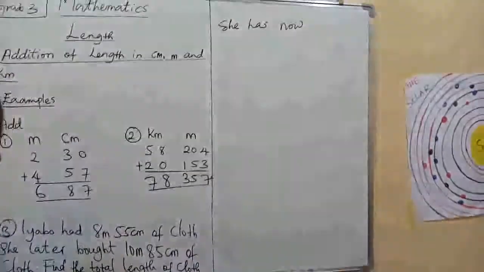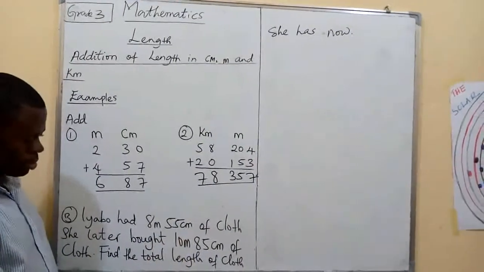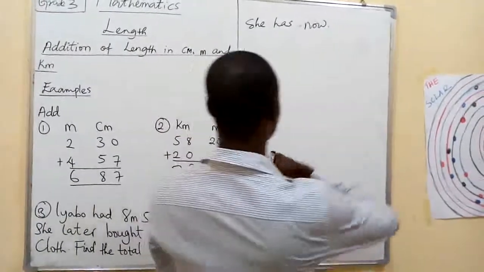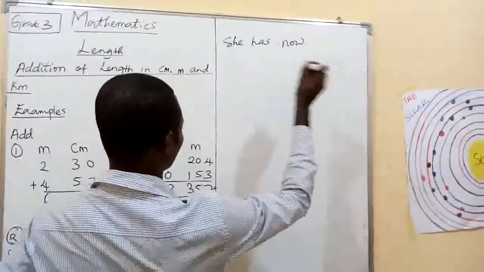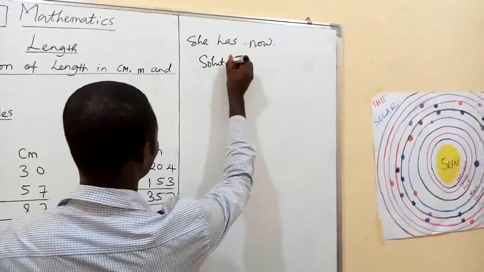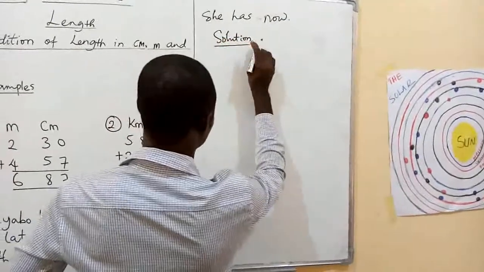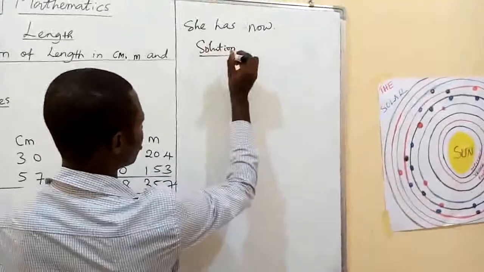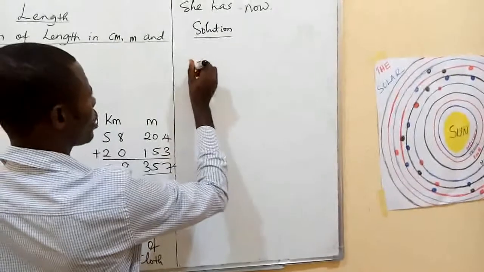Alright, the cloth she had earlier was 8 meters, 55 centimeters. She later bought 10 meters, 85 centimeters. So when you add them together, you are going to have the total length of cloth she has now. Alright? You're going to solve it now. Solution. Please always take note of my arrangement, because you must solve your work or assignment by showing working also. Clear working.